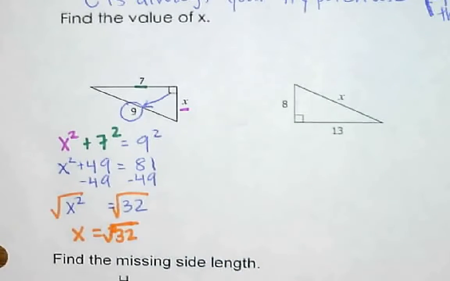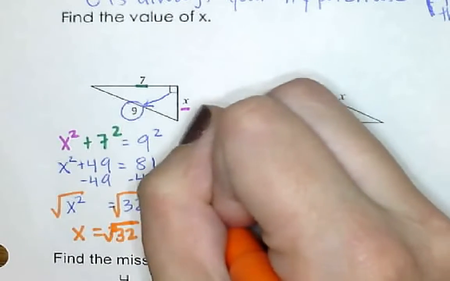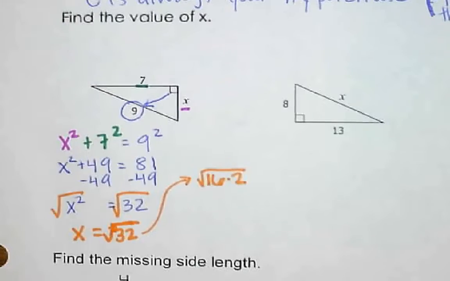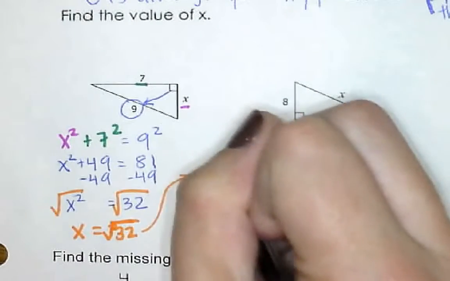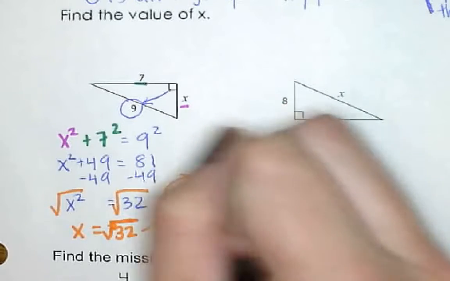Yes, we can. It's like all that stuff I was reminding you about. So guys, the square root of 32 can become 16 times 2, right? What's the square root of 16, y'all? So that becomes 4 square root of 2.